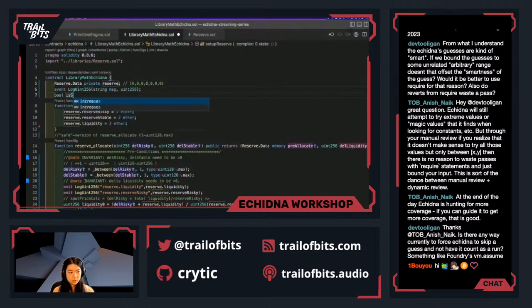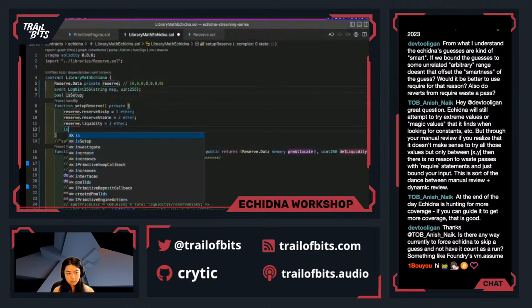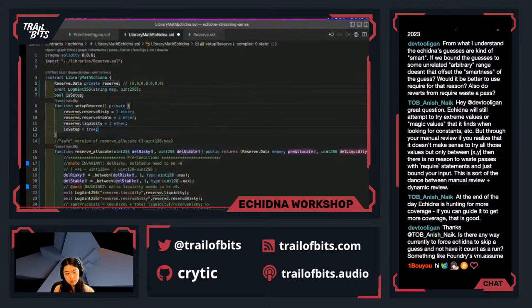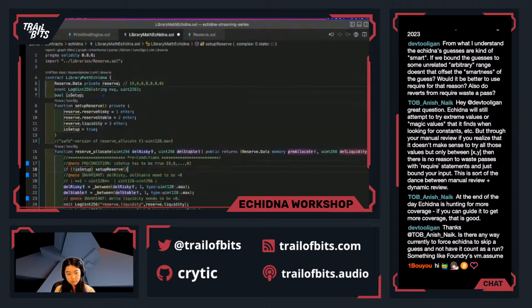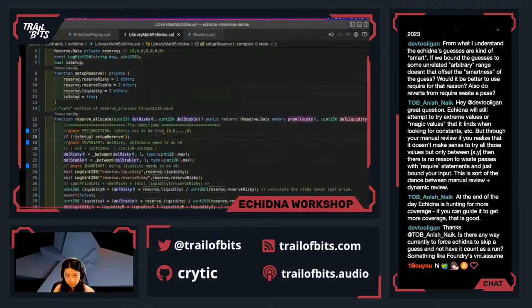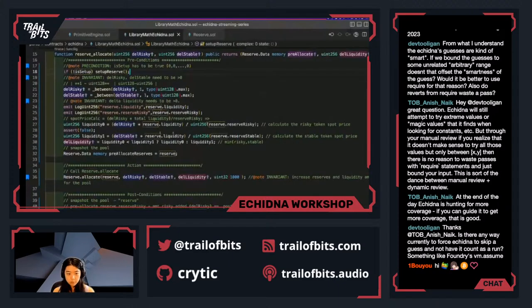And for simplicity, I'm also just going to create a Boolean that is set to true when this function actually runs, which gives us one more invariant, or one more precondition to add, which is setup has to be true. If it's not true, it's just going to be everything is zero, which we can simplify by just saying if it's not set up, then just call setup reserve. But this should get us further in the execution. We should no longer fail where this spot price calculation did.